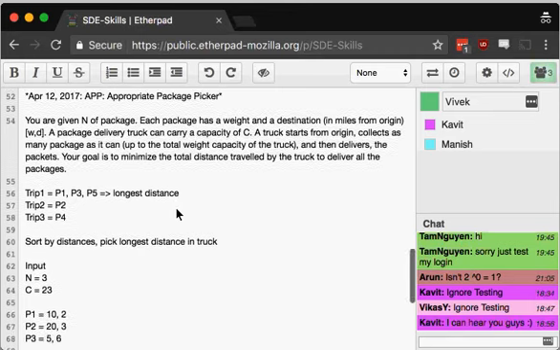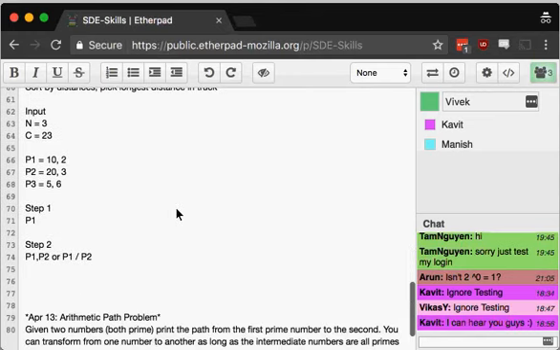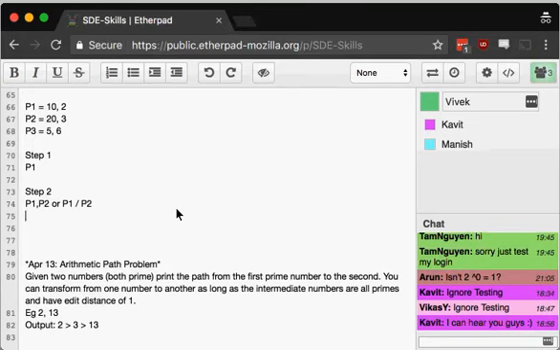So anyway, the next one, the last one, is essentially the arithmetic path problem. You're given two prime numbers, and you're supposed to print a path from the first prime number to the second, and you are only permitted to make an edit distance of 1. Okay, so how did you go about doing this?